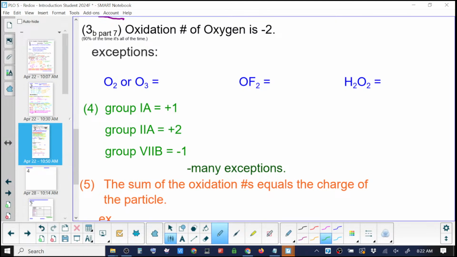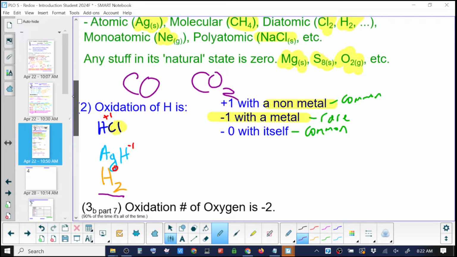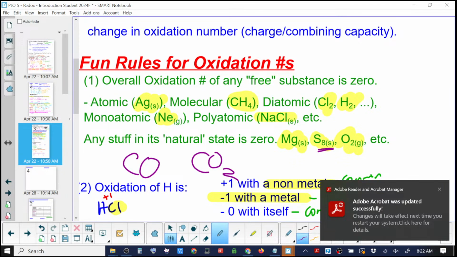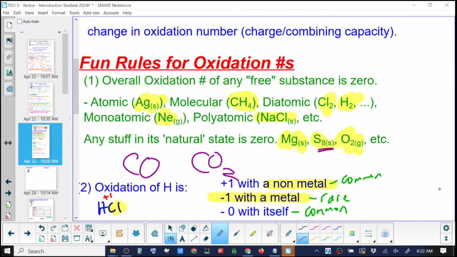Okay. O2 or O3, this is oxygen's natural state. What would it be? Natural state, what would it be? Minus 2? If this is minus 2, then the whole thing should be minus 4 because there's 2 of them, so it's probably not. Should be 0. Anything in its natural state from the very, very beginning, Cl2, H2, S8, O2, whatever, if it's in its natural state, its charge is 0.